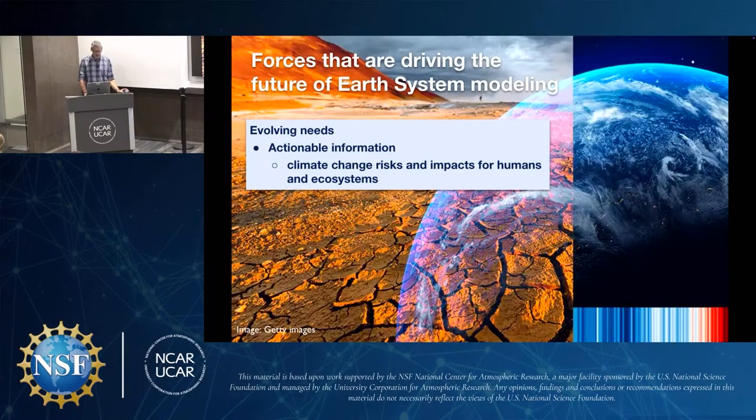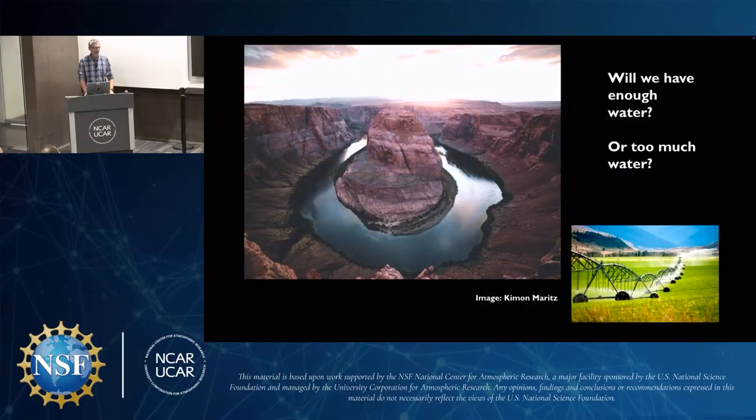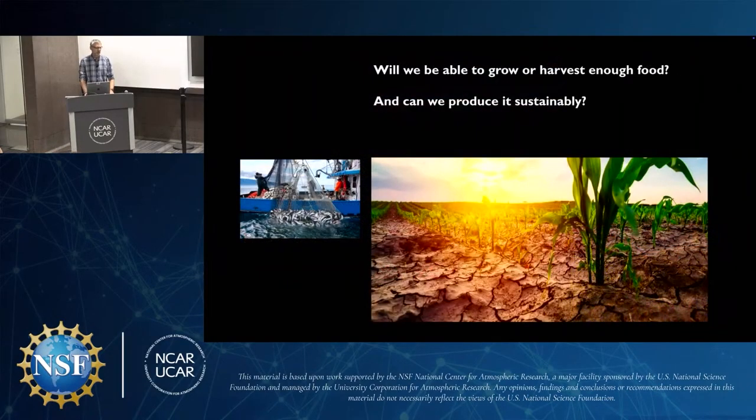This actionable information is really critical. And I like to put the fundamental question, with this set of slides, as: where and when will people and ecosystems experience more extreme events? Will we have enough water, or maybe too much water? Will we be able to grow or harvest enough food from the land or the oceans, and can we produce that food sustainably, and not add to the climate change problem by releasing greenhouse gases into the atmosphere or degrading our land by destroying our soils, things like that.